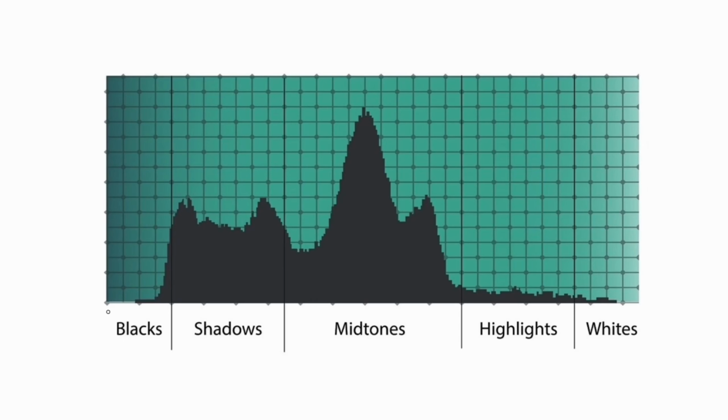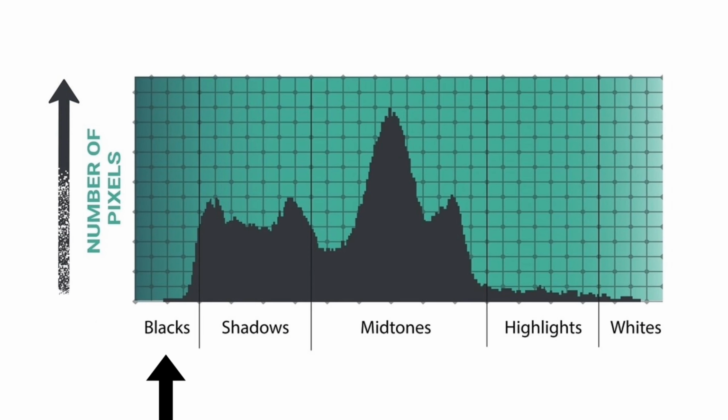Now let's read the graph itself. This horizontal line at the bottom of the histogram is completely black on the left, and as we move to the right, the image gets brighter, until it reaches absolute white. Meaning the left side is black, followed by shadows, midtones in the middle, highlights on the right, and at the very end there is white. Those columns going upwards are just showing how many pixels exist in that specific light range.